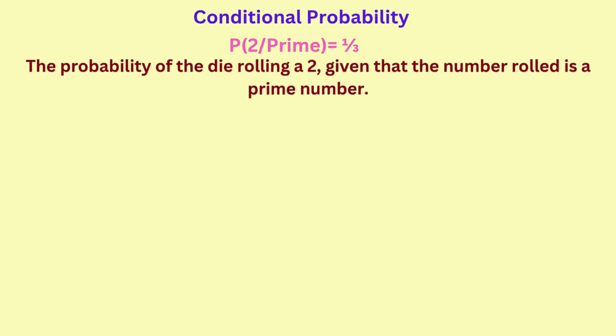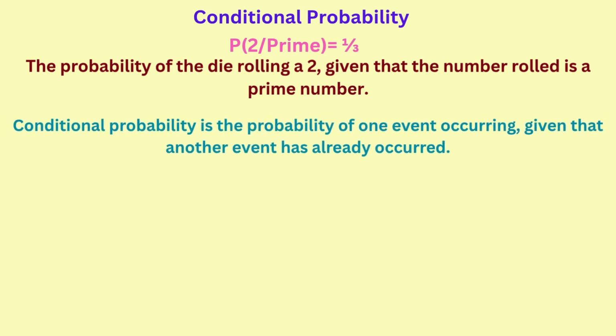The notation would look like this, and would read the probability of the die rolling a 2, given that the number rolled is a prime number. This is what conditional probability is all about. Conditional probability is the probability of one event occurring, knowing that another event has already occurred. The extra piece of information known changes the sample space or denominator entirely.